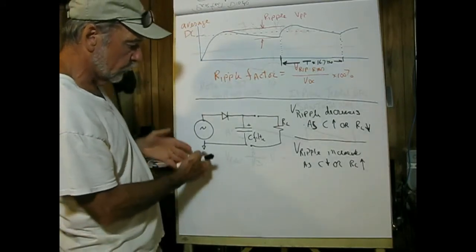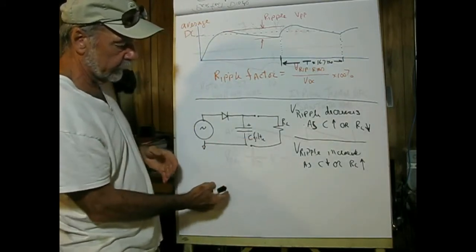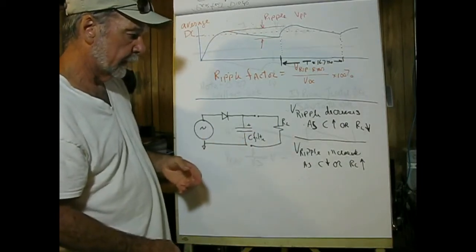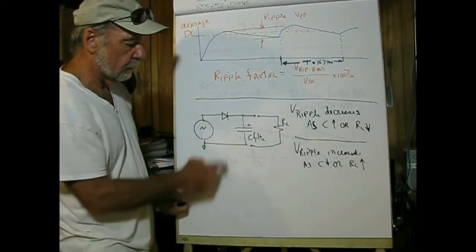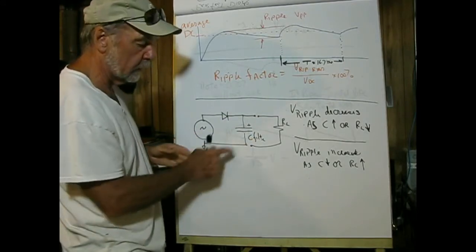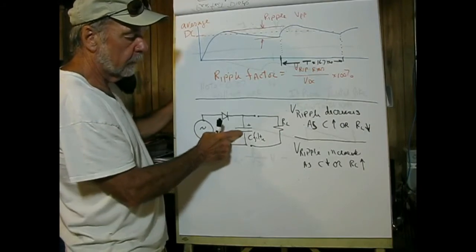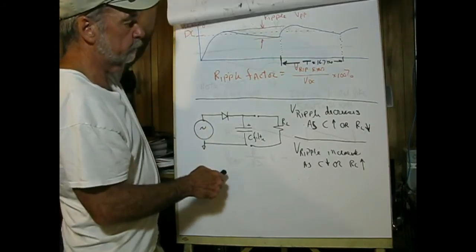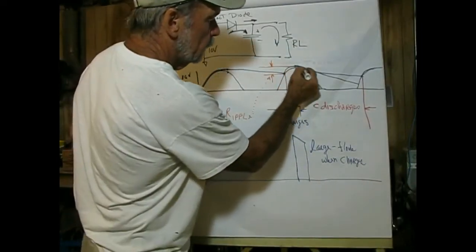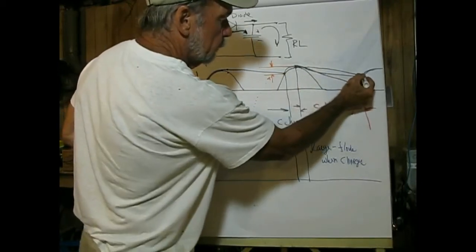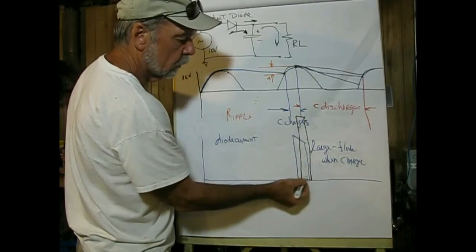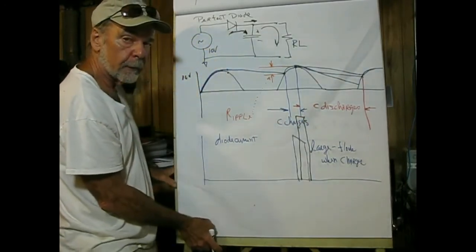So here we've got a typical half-wave circuit with a load on it and a filter capacitor, which can be quite large, and the ripple voltage will decrease as the value of C increases. So you can reduce ripple voltage by increasing the size of the capacitor. The problem with that is that the ripple will decrease, but so will the conduction time. So the capacitor will have to charge with a much, much higher current. And there are practical limits to doing that.